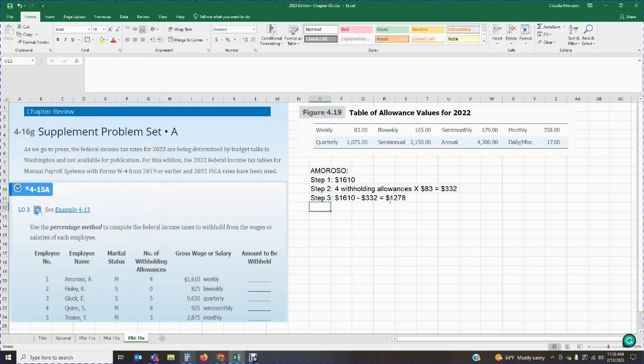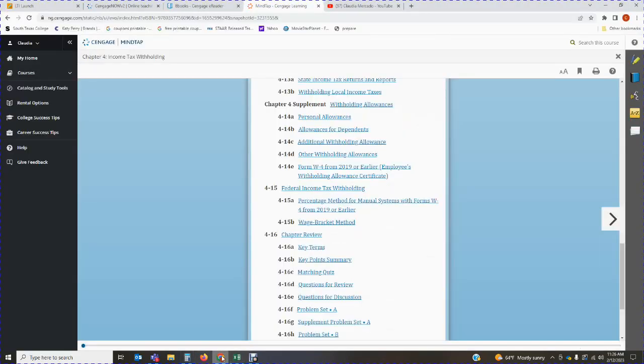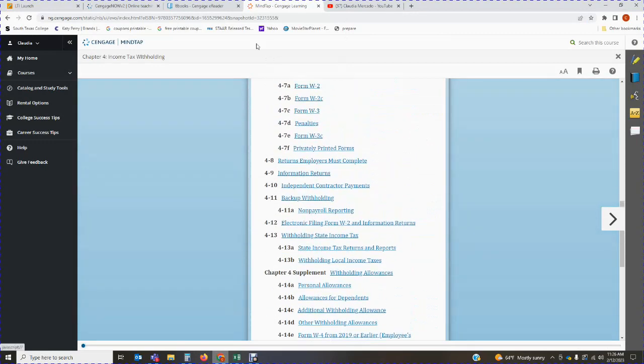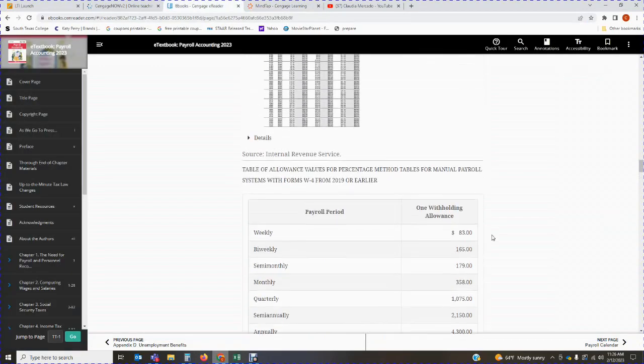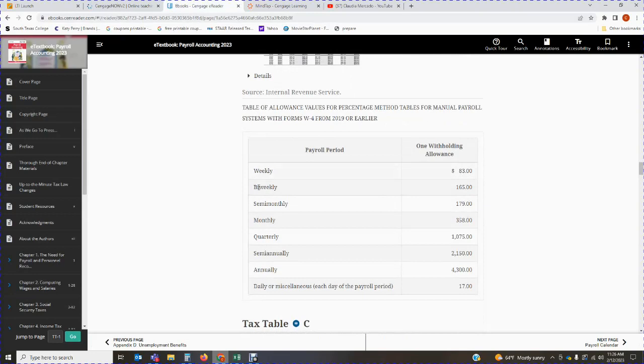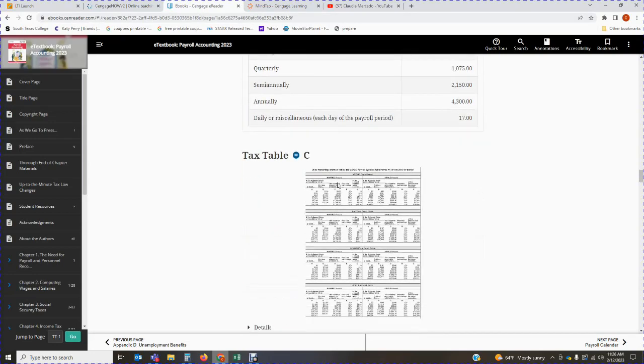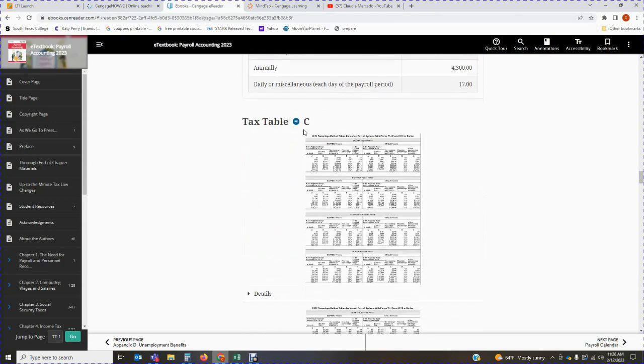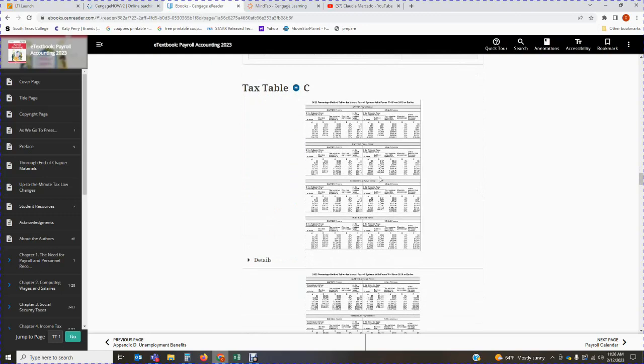Once I have that, I'm going to go to my tax tables. Here I have the end of the book. This is the same table that I'm using, it's just laid out a little bit differently, but my $83 is there. Now I'm going to be using table C. The numbers are fairly small, so I'm going to open this in a new tab so I can see them a little bit bigger.